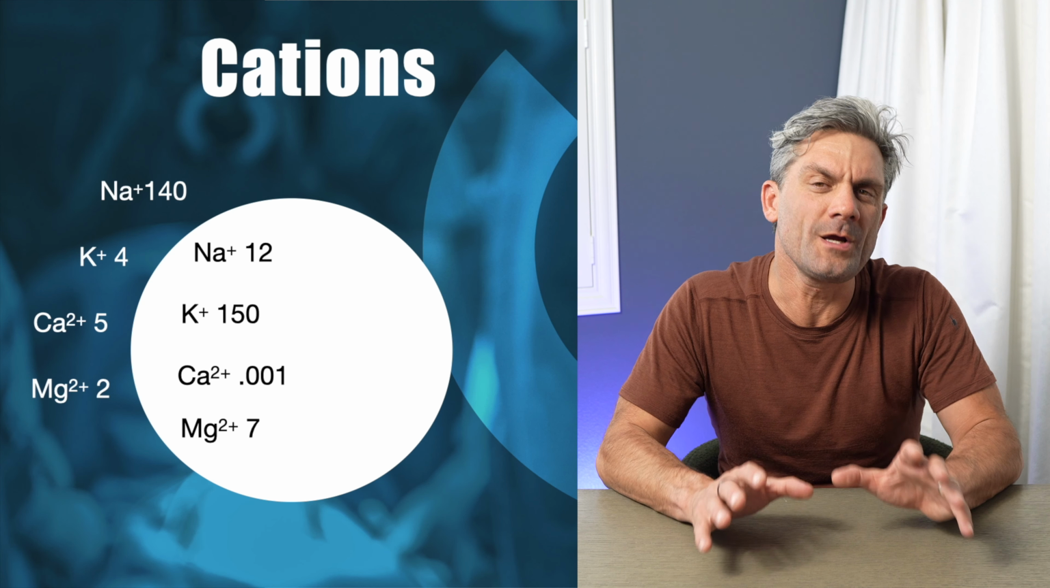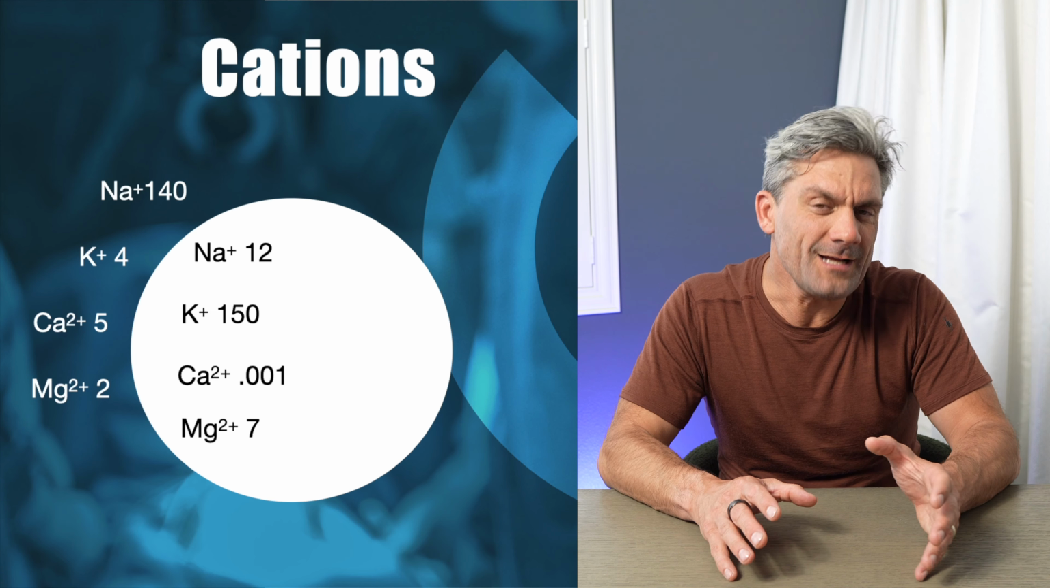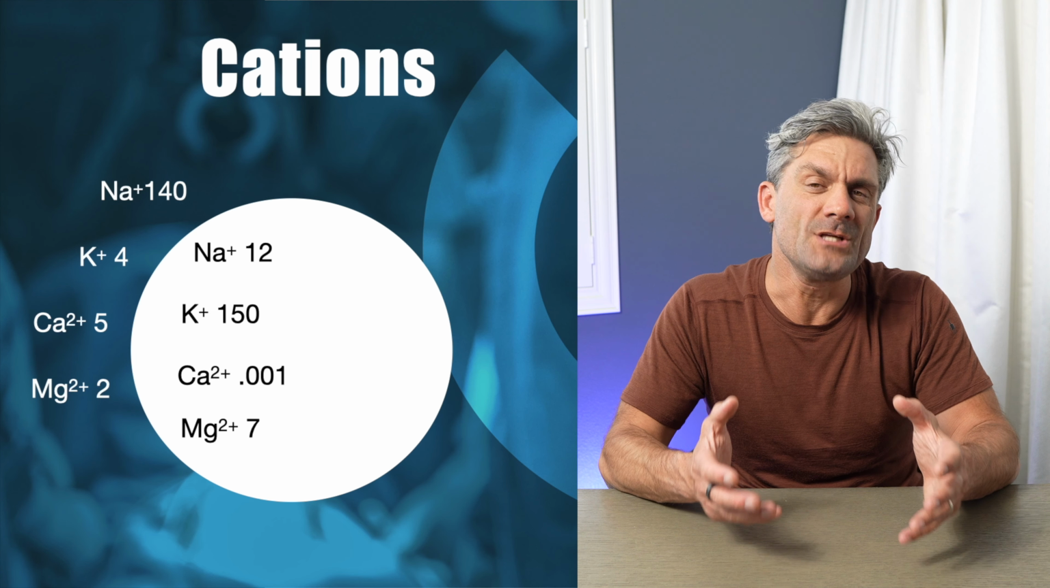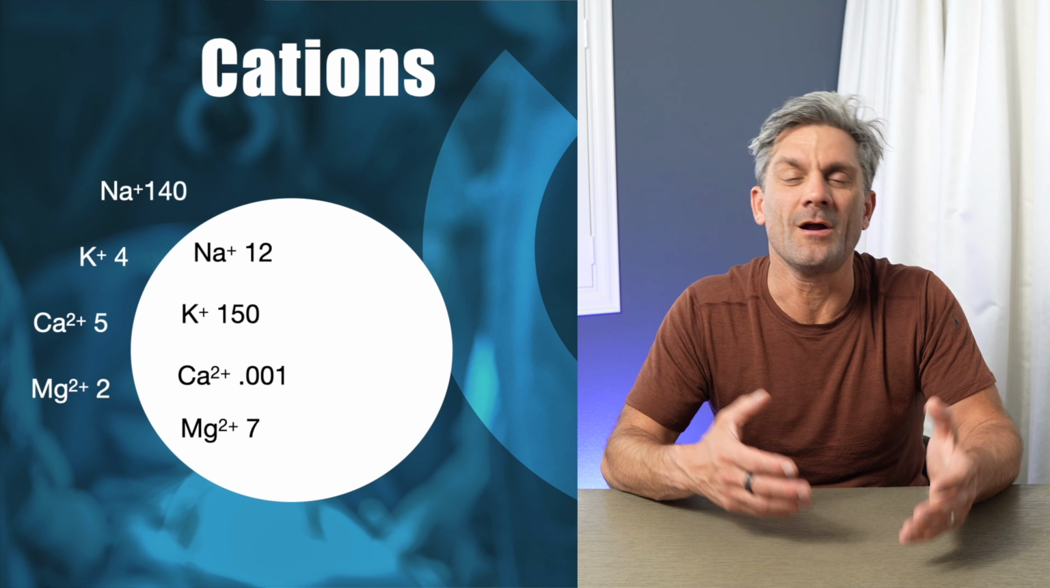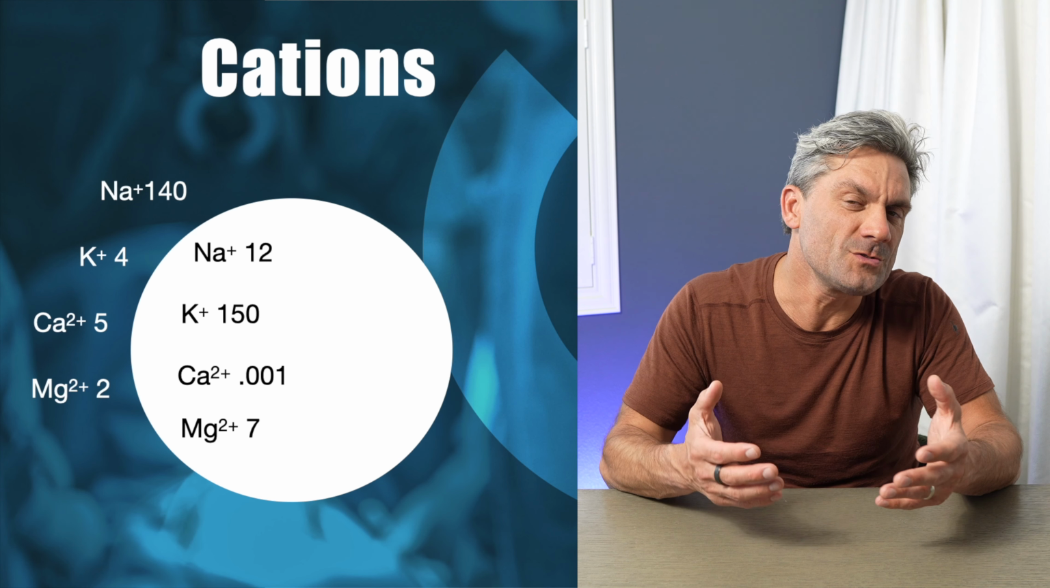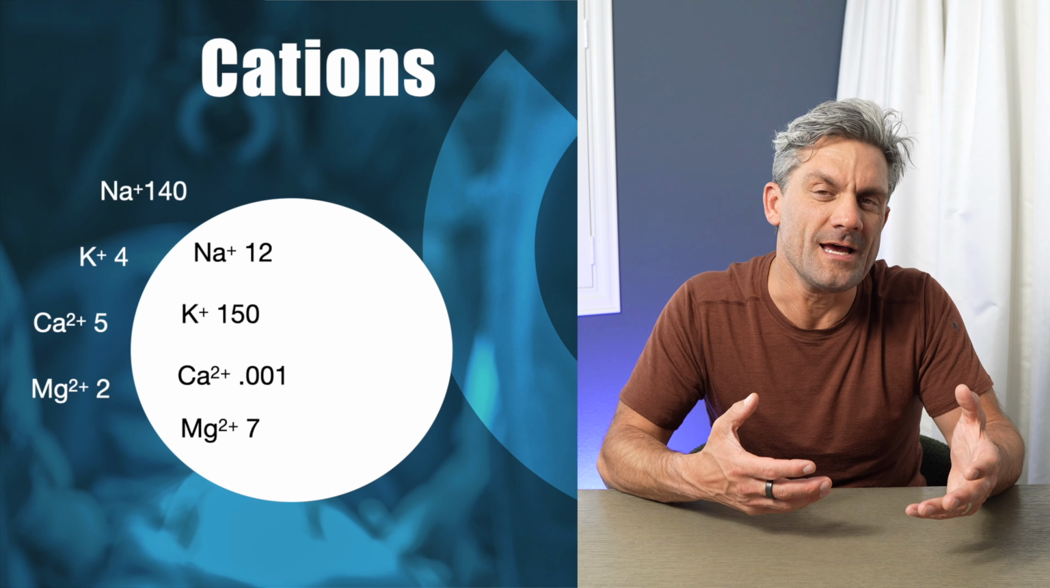Well, what about this transmembrane gradient? What is the thing that's responsible for that? Well, check out this diagram right here, and we're going to quickly go over the electrolytes and why it's important to know roughly which ones are higher on the inside and which ones are higher on the outside of a cell. So check this out.